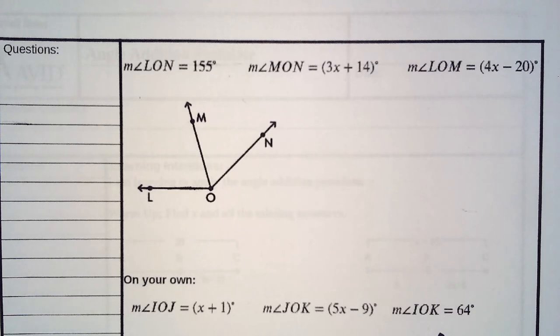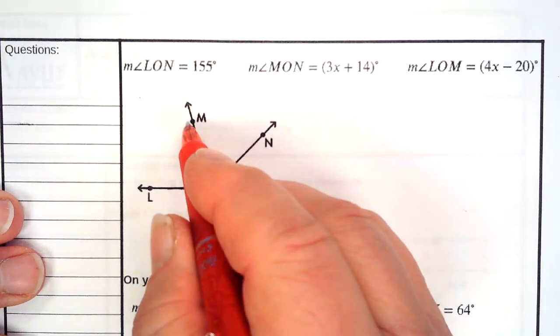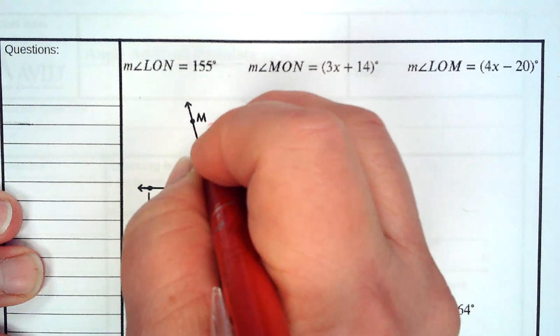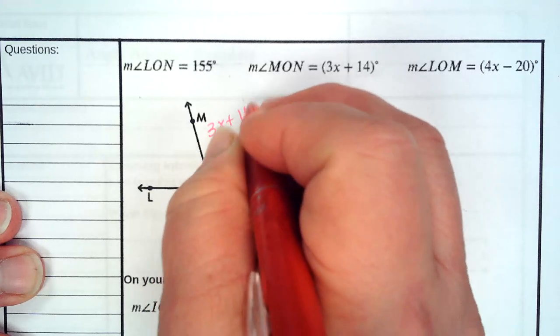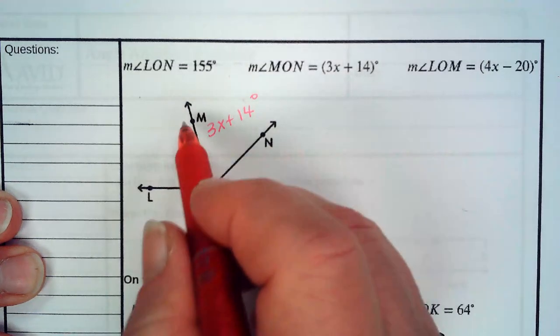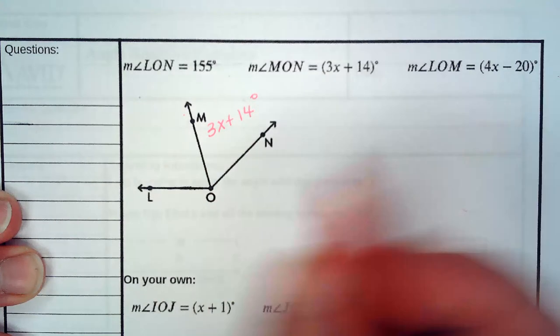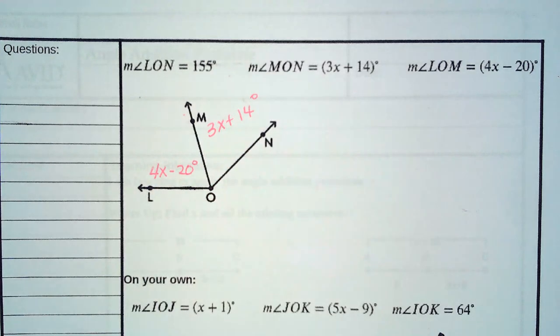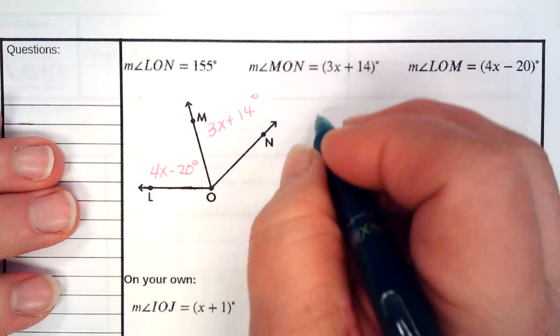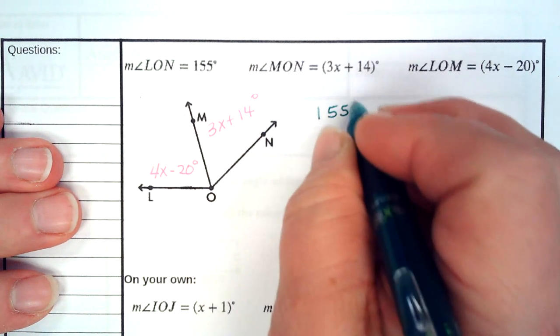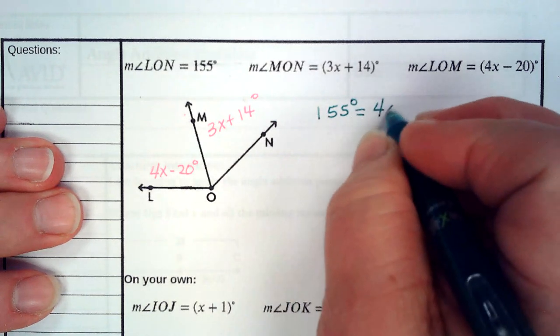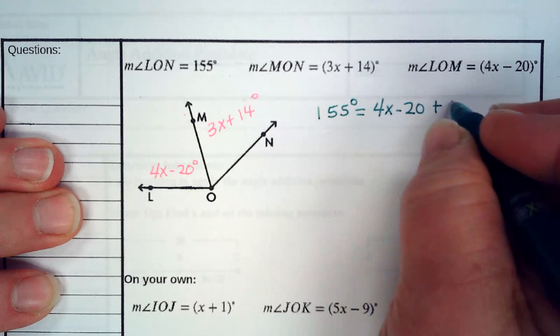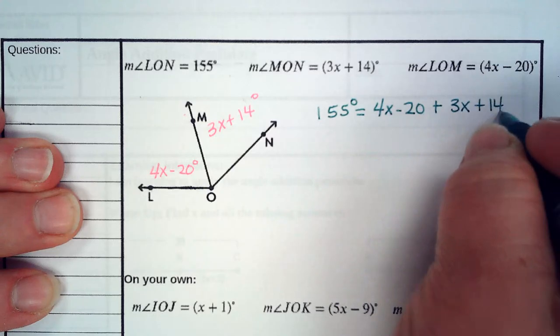I hope you paused the video. I hope you tried. MON, 3x plus 14. That's degrees. LOM, 4x minus 20. And that's degrees also. Now, putting it all together, the sum of the two pieces is 155 degrees is equal to 4x minus 20 plus 3x plus 14.